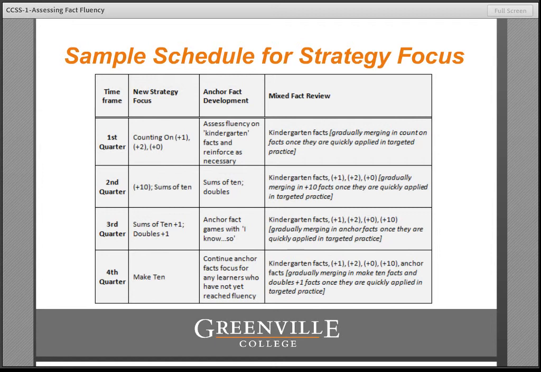So in third quarter, then, I'm now going to try to use the 2 strategies they've used at the beginning of the year, +1, and sums of 10 and doubles, those 2 anchor facts, and merge those for a +1, -1 approach. So sums of 10 +1, doubles +1, and then if that works pretty well, we'll go into -1. And you'll see that the mixed fact review is always a little bit behind the new strategy. I'm not going to immediately hold that new strategy accountable to assessment. The assessment part is always facts from before. And then fourth quarter is the make 10. So you get a feel for how that could actually play out.